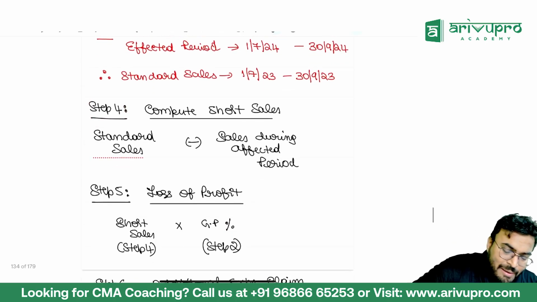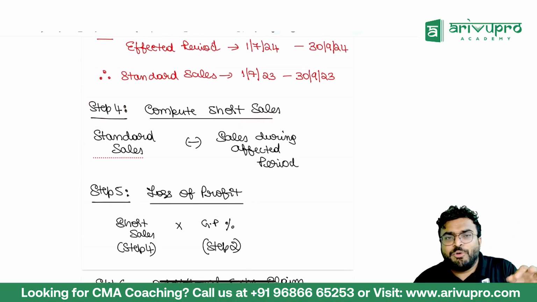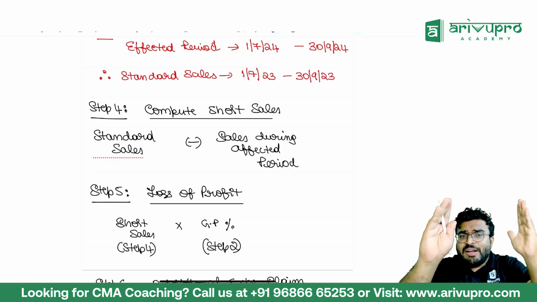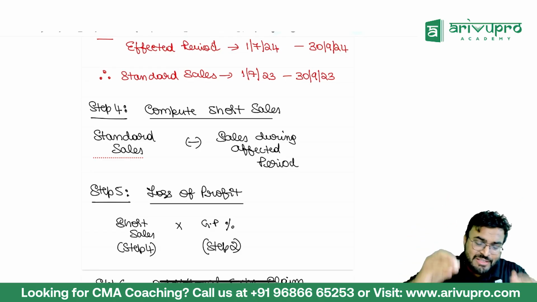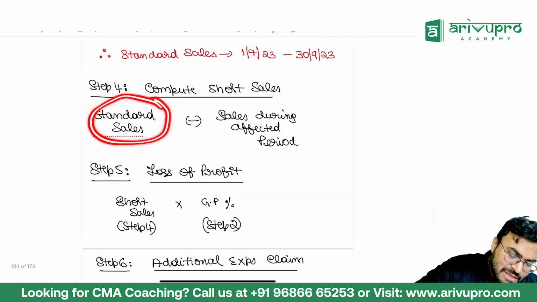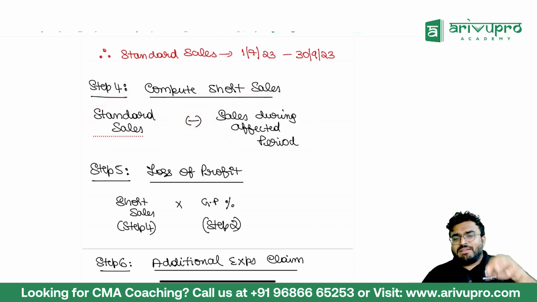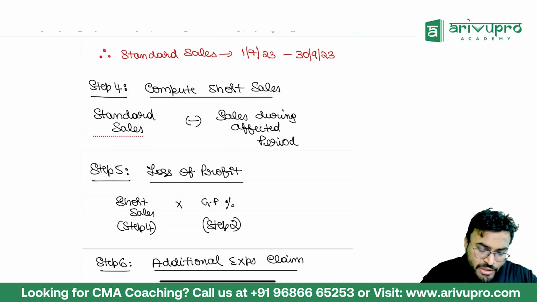Now, step 4. Compute short sales. Last year, same time, I know how much I did. This year, during the fire affected period, I know how much I did. The difference is my short sales: standard sales minus sales during the affected period. Last year I did something, this year I couldn't do that much. So the difference, what I couldn't do, is called short sales.